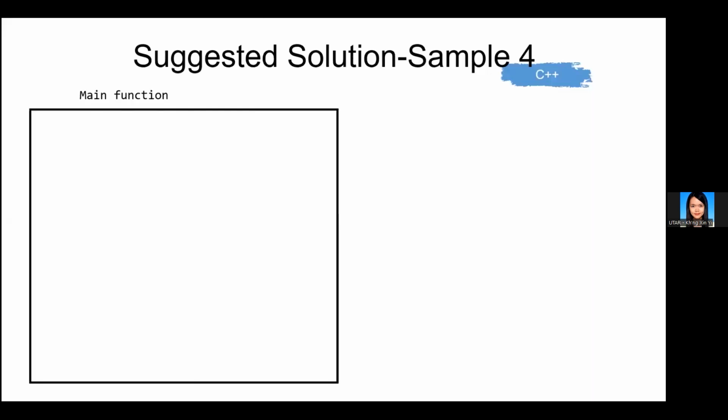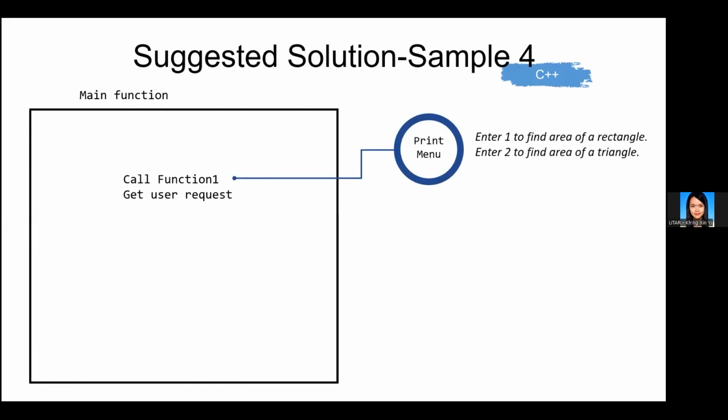This is the main function. Then after that, we will provide information to the user about which area they want to find. So this is the first function that we need to call. We are going to call a print menu function. We'll tell the user, enter 1 to find the area of rectangle, enter 2 to find the area of a triangle. Okay, after we're done providing the information, of course, this is the time where we need to get the request from the user. Are they going to enter 1 or 2?